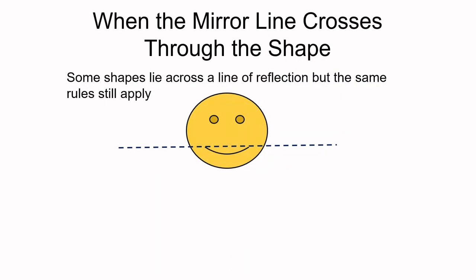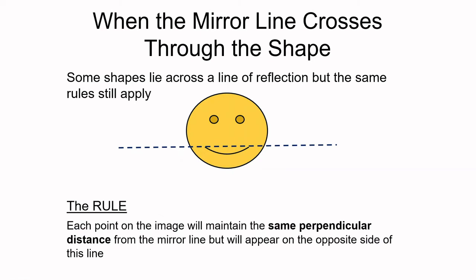Another more challenging type of reflection is when the mirror line crosses through the shape. So if you've got a happy face like this and the mirror line is crossing through the happy face, we still need to follow the same rule. Each point on the image will remain the same perpendicular distance from the mirror line, but will appear on the opposite side of this line. So when I reflect this happy face in the mirror line, the eyes will end up below the mirror line, but the mouth will reflect up above the mirror line. And the 2 happy faces will overlap each other.